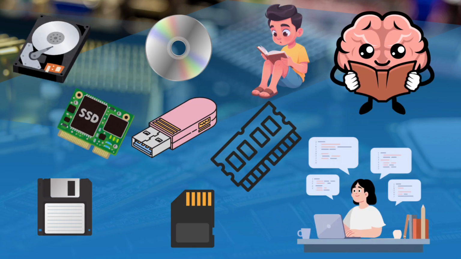Now let us understand the difference between memory and storage. Memory is used to store data temporarily while the computer is working. Storage is used to store data permanently for future use. In simple words, memory means temporary storage and storage devices mean permanent storage. Did you know a computer can store thousands of files using storage devices like hard disk?